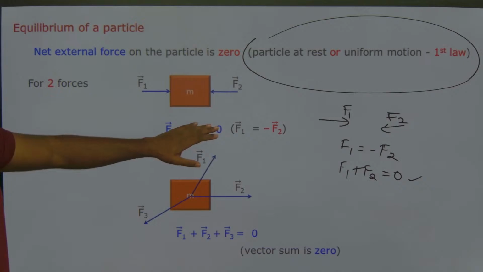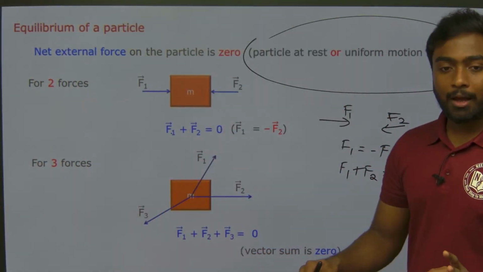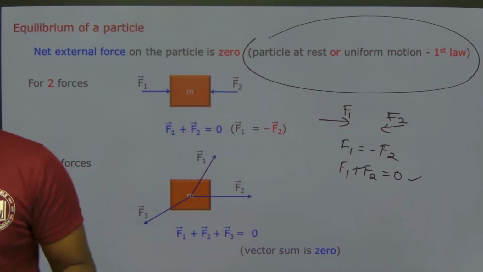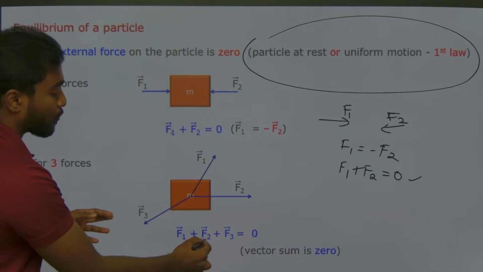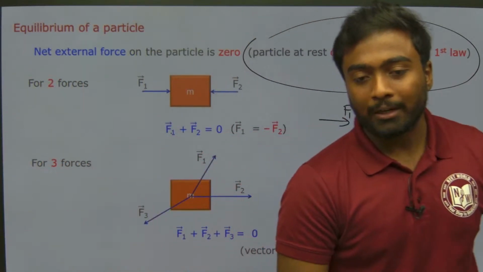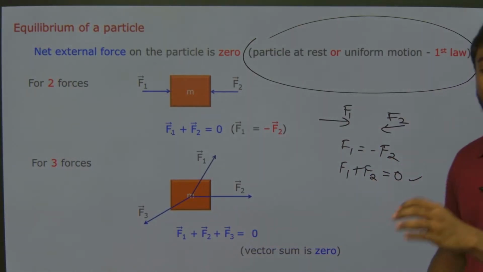So this is for one direction. If I consider any 3 or 4 forces in space, the same thing will be there. So F1 plus F2 plus F3 plus F4, F5 up to Fn, whatever it is, the sum of the forces will be equal to 0 on the particular object.